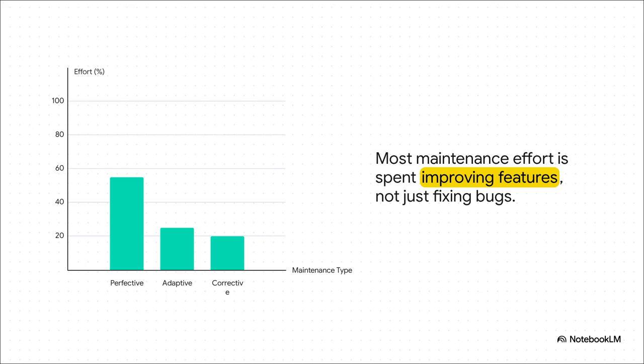And you'd probably think that most of this ongoing work is just fixing bugs, right? Well, take a look at this. That corrective maintenance, fixing bugs, is only about 20% of the work. Over half of all the effort goes into perfective maintenance. That's adding new features and making the app better. So it's really far more about renovation than it is about simple repair.